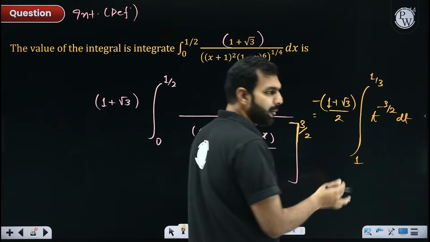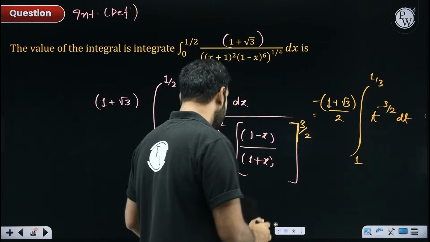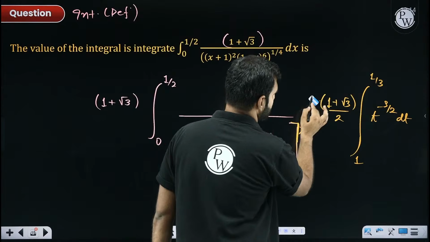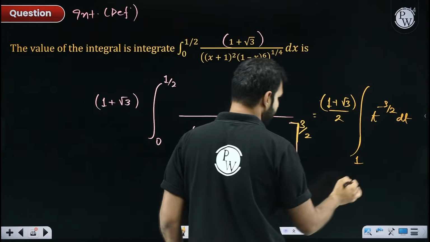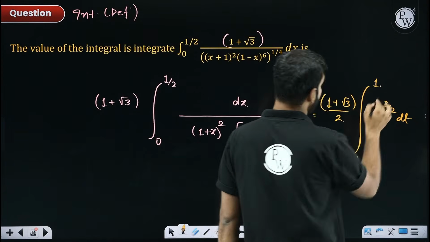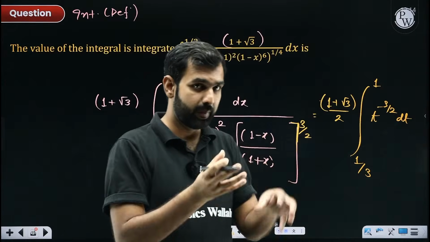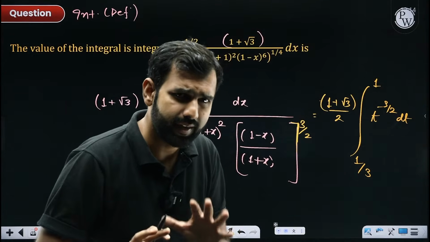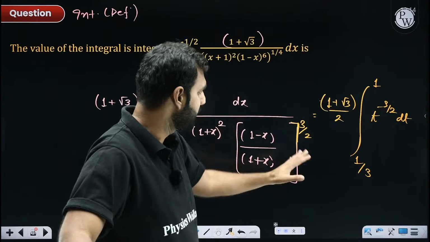But if I swap these limits, this minus vanishes. So I'm making this minus sign vanish. This 1 by 3 and 1 are swapped. So this will be 1 by 3 and this will be 1. I hope I can do so. The upper limit and lower limit can be interchanged. Are you all listening and understanding this part? I hope nobody is confused with this.